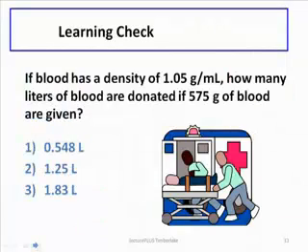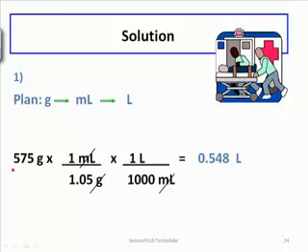Here we have blood has a density of 1.05 grams per milliliter. How many liters of blood are donated if 575 grams of blood are given? Again, the grams, that's the quantity that we're given, and the density it gives us is the conversion factor. And so here, we want the grams in the density. We're going to put the grams on the bottom so that our grams will cancel. That gets us to milliliters, and then we're going to use this conversion factor that 1 liter is 1,000 milliliters to get our final answer of 0.548 liters.